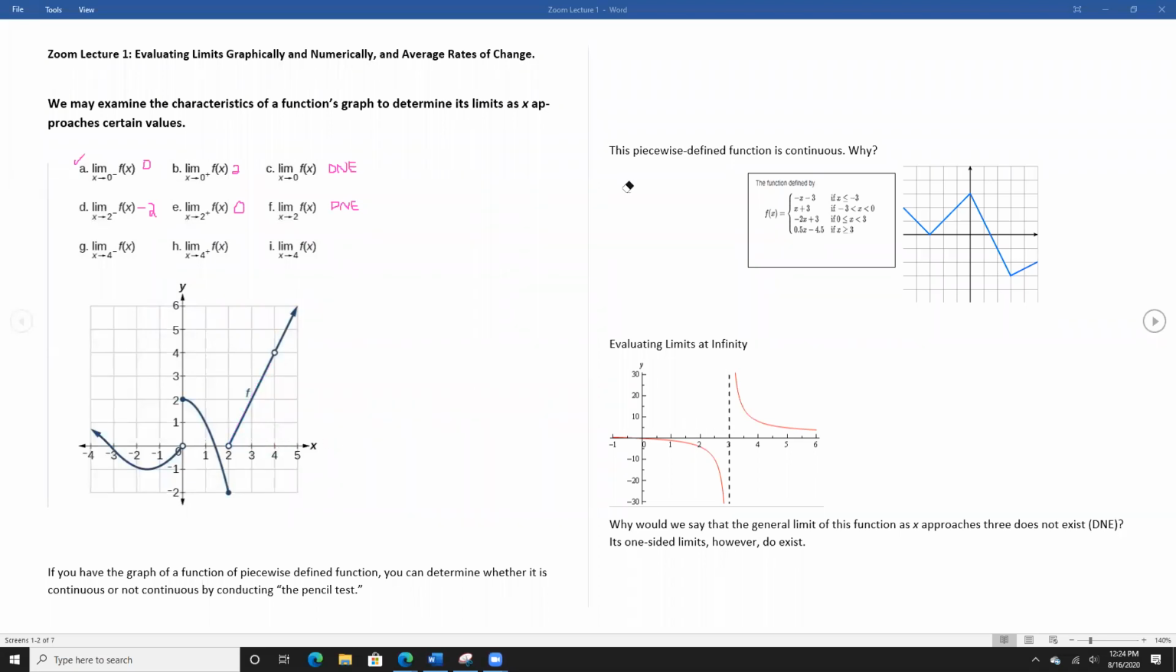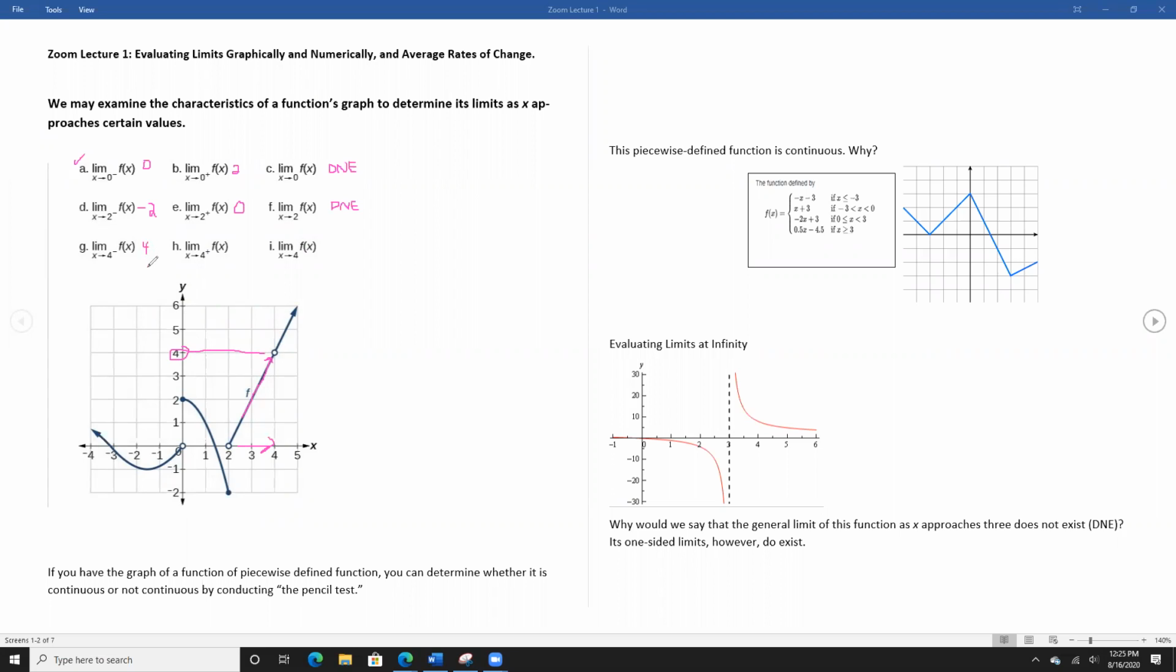Part G. We have the limit as x approaches 4 from the left. So as you approach 4 from the left, x is moving in this direction, which means the corresponding y values are moving in this direction from the left. Notice that the closer you get to 4 from the left, the closer y is taking on the value 4. So the limit as you approach 4 from the left would be 4.